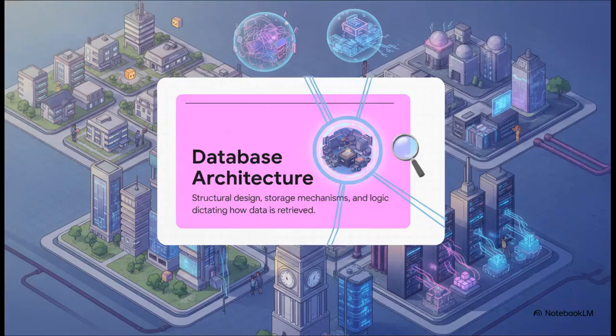Before we start visiting our three main city districts, let's quickly define what we even mean by database architecture. Basically, it's the fundamental structural design, the storage mechanisms, and the operational logic that dictate exactly how data is managed, scaled, and retrieved. Think about a physical city. You've got residential zones, industrial parks, and financial districts, and each one operates with totally different rules and infrastructure, right? Well, our data city is exactly the same. It has distinct systems built specifically to handle different types of chaos and order.